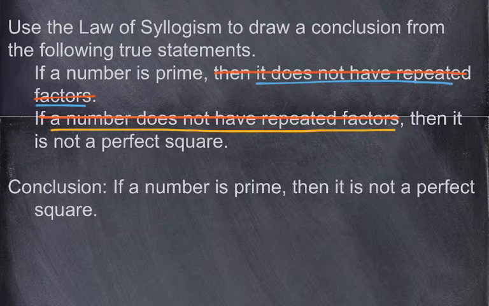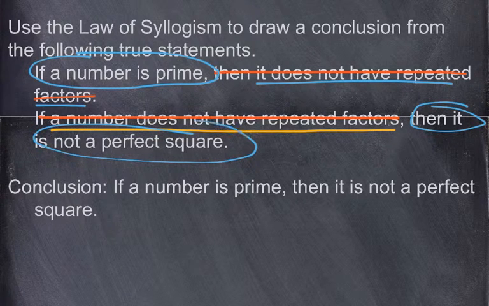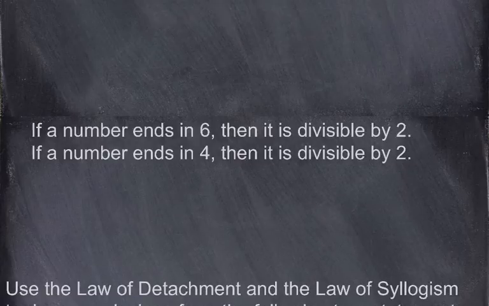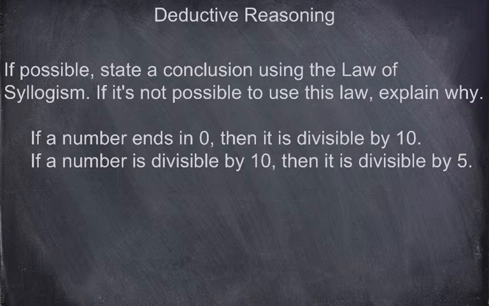Again, those two middle phrases, since they were the same, the conclusion of the first and the hypothesis of the second were the exact same. So those got crossed out, leaving us with, if a number is prime, then it is not a perfect square. That is what we call using the law of syllogism. Okay? Now let's do a couple more.